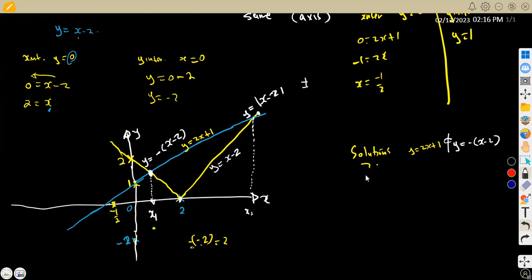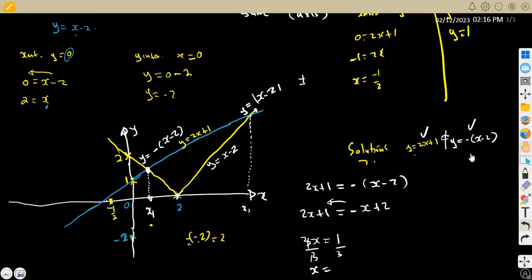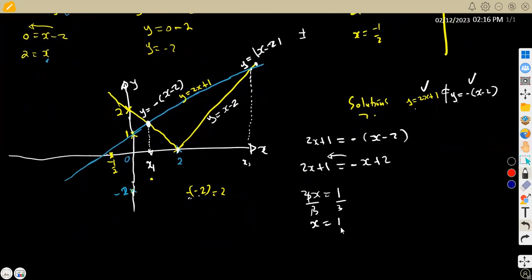So from these two, we can solve for the value of x because we know that at the point of intersection, these two are equal. The values of y are equal. So therefore, it means 2x plus 1 must be equal to negative x minus 2. Okay, so we can expand the brackets: negative times x is negative x, negative and negative, that's plus 2. So you can transpose negative x to the right-hand side, which is going to be 2x plus x. That's 3x is equal to 2 minus 1, which is 1, divide by 3 on both sides. So that's our x is going to be 1 over 3.